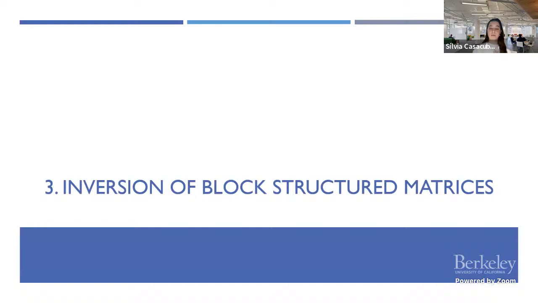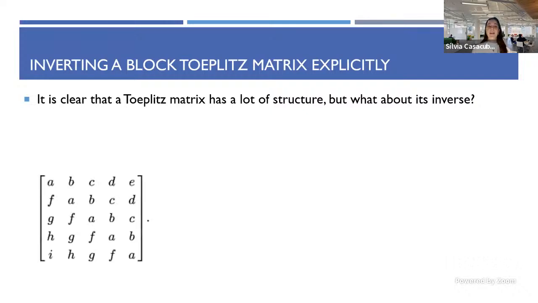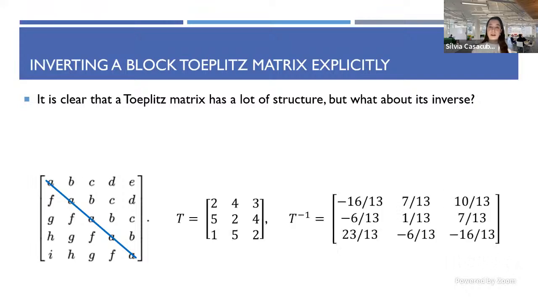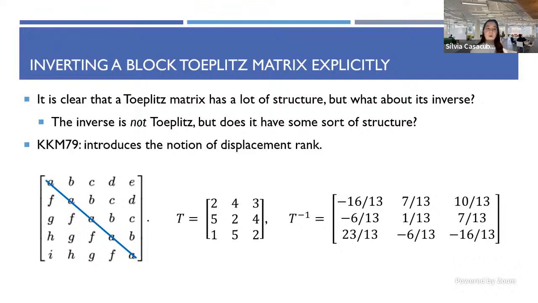So now we focus on the inversion of block structured matrices. And I will do this explanation with Toeplitz matrices just because the notation is easier. It's the same idea as a Hankel matrix, except the entries are repeated along the diagonal instead of the anti-diagonal. So it's clear that a Toeplitz matrix has a lot of structure, but what about the inverse? Well, unfortunately, if you try a simple example, the inverse is not Toeplitz, but we would hope that it still retains some sort of structure by being the inverse of a Toeplitz matrix. That's exactly the question that Kailath et al. were asking in the 70s, and it made them introduce a notion of displacement rank.